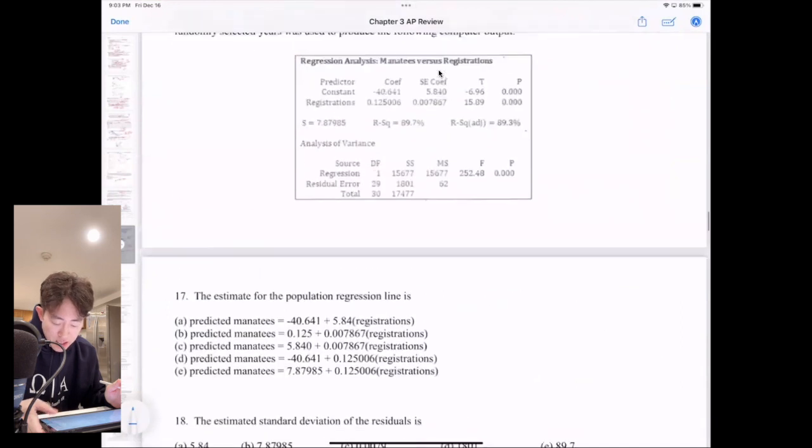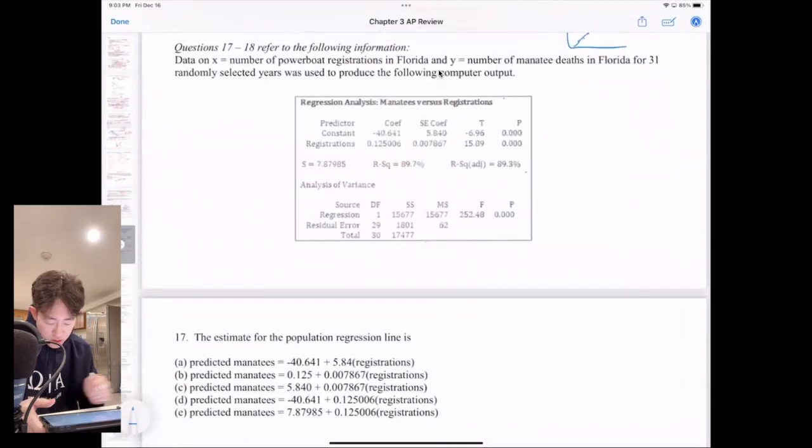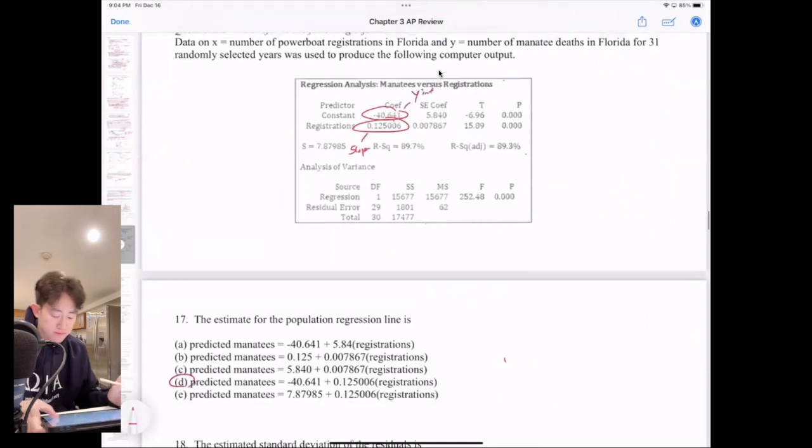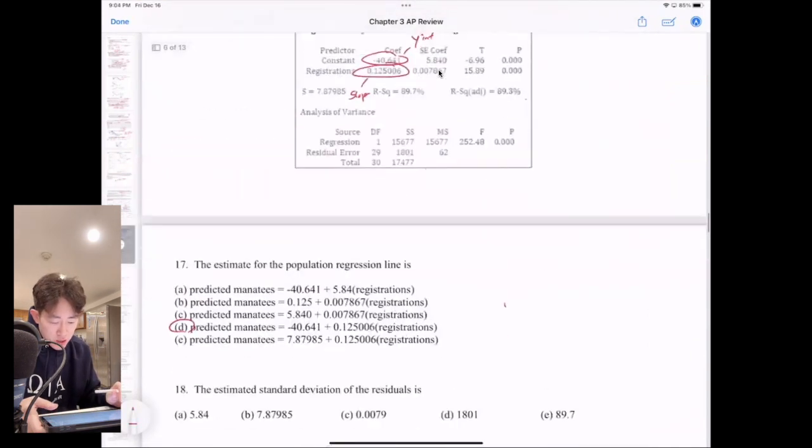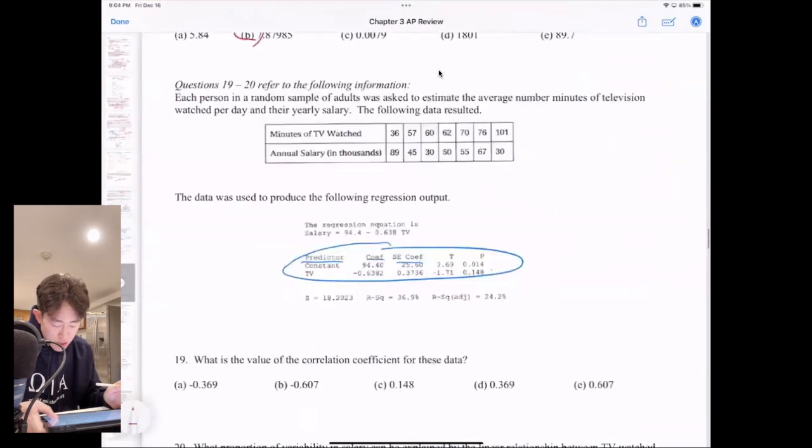All right, so 17 and 18, the estimate for the population regression line, I'm not really going to help you with that. You should already know. That's the slope. That's the y-intercept. So you pick that one, which is D. The estimated standard deviation, hello, right there. That's a no-brainer. All right, so next one.